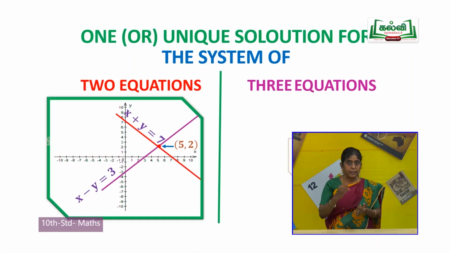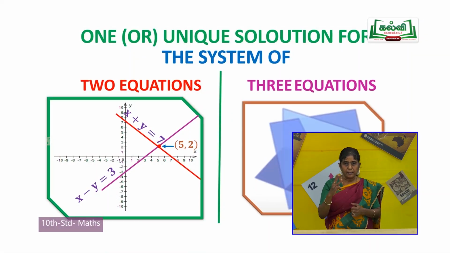And see the three equations. Three equations means the three planes should intersect at only one point. So two equations means two straight lines should intersect at one point, and with three equations, three planes intersect at only one point. Then the system should have a unique solution, or only one solution.